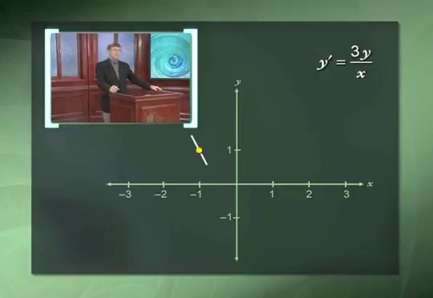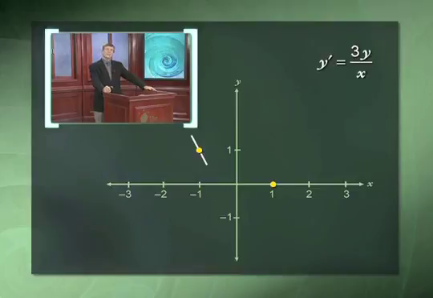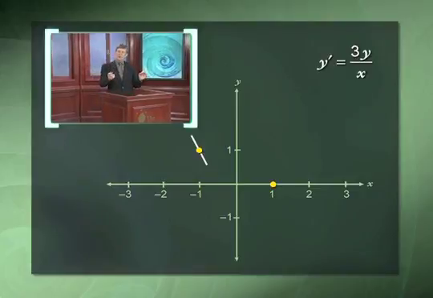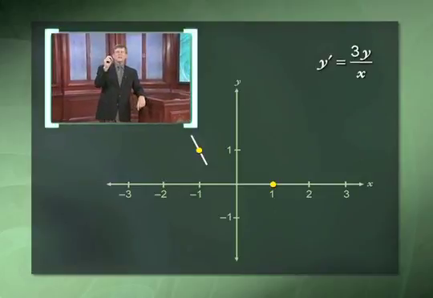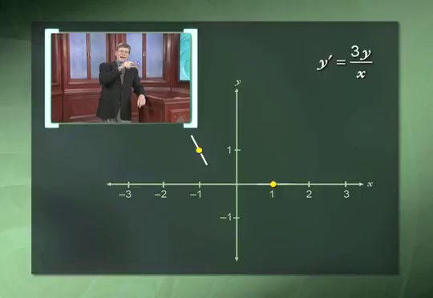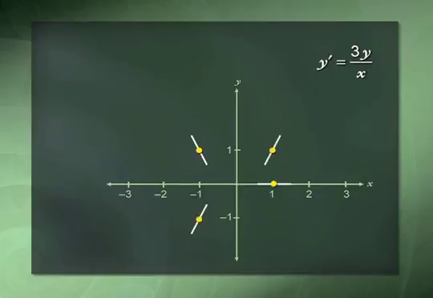Let's do another point. How about at 1, 0? So you plug in 1, 0 and you get 0 over 1, which is 0. So at 1, 0, the slope of the solution is 0. So here's what I've done. At 1, 0, it's over there, I've drawn a little horizontal line segment representing the slope being 0 there. And you keep doing this.